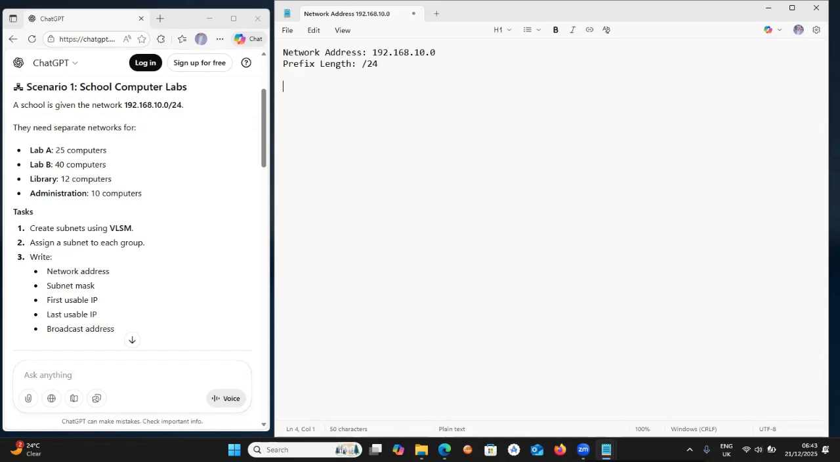Now, for lab A we want it to accommodate 25 computers. What we are to do is find the power of 2 that will be at least 25. You agree with me that 2 raised to power 5 is 32.